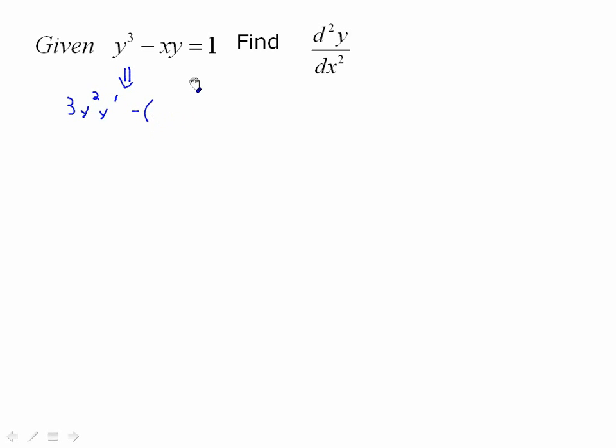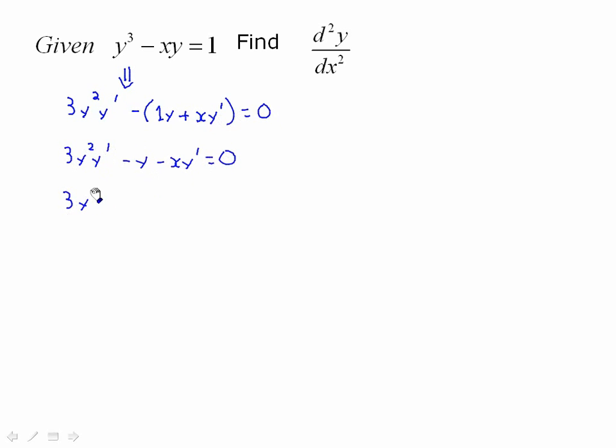That xy, you have to use the product rule on it. So the derivative of x is 1 multiplied by y, plus x, it remains, and the derivative of y is y prime. And this is in brackets so that we don't lose the signs. The derivative of 1 is 0. So this is now 3y squared y prime minus y minus x y prime is equal to 0.